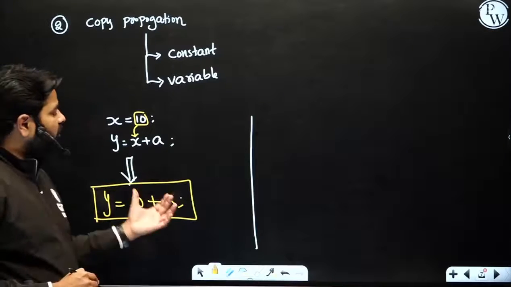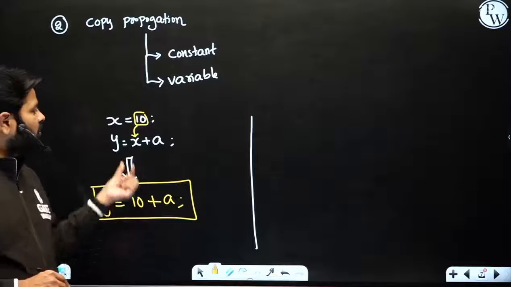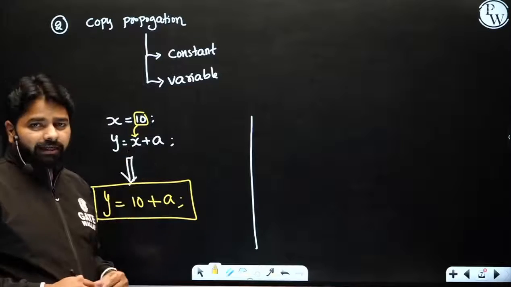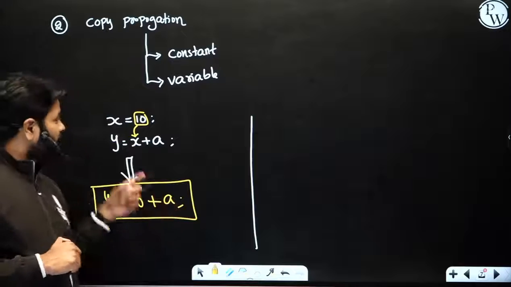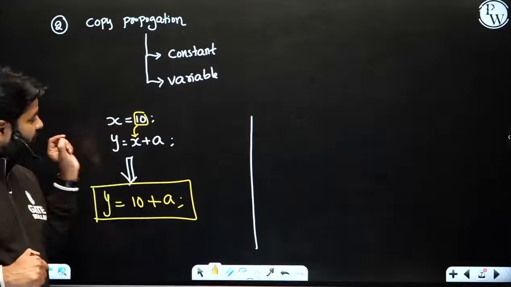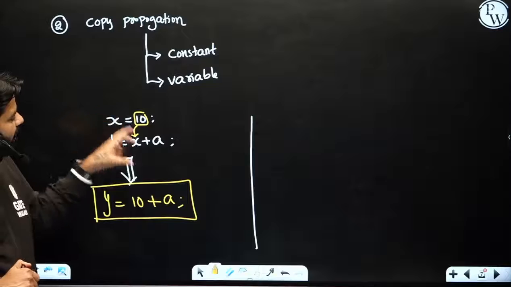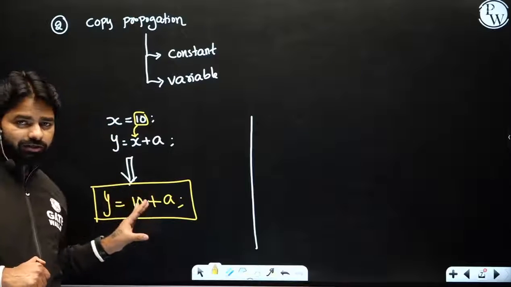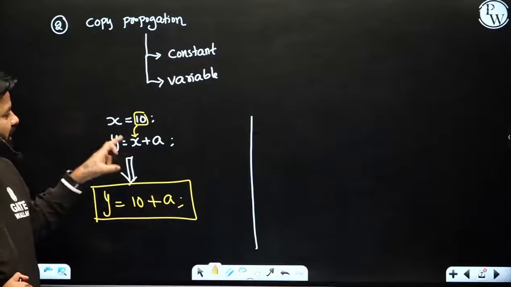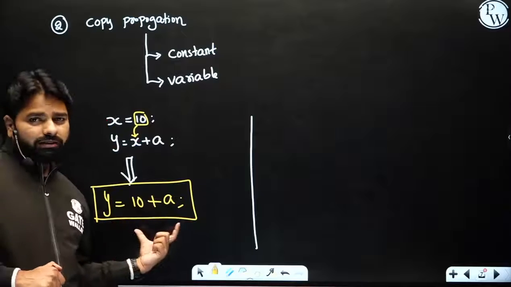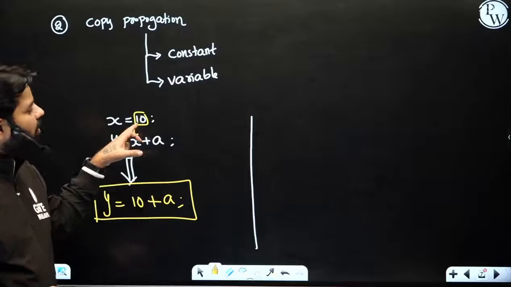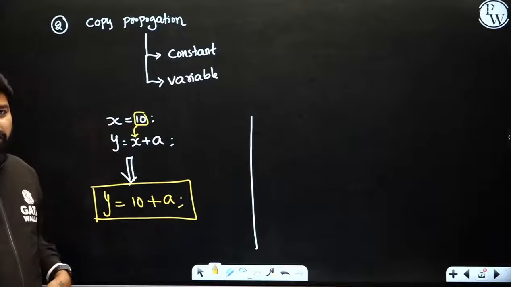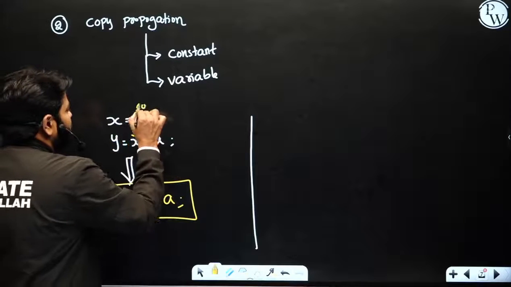And what is the advantage of having y is equal to 10 plus a? You need not take extra space for x, and you don't need to execute 2 instructions. Now you can execute only 1 instruction. You don't need to execute the first statement at all. Here you have a total of 2 instructions, here you have 1 instruction. Here you have 3 addresses to deal with, y, a, x; here you are dealing with 2 addresses. So this is one advantage of propagating the constant. This is called constant propagation. x is equal to 10, and 10 is the constant.